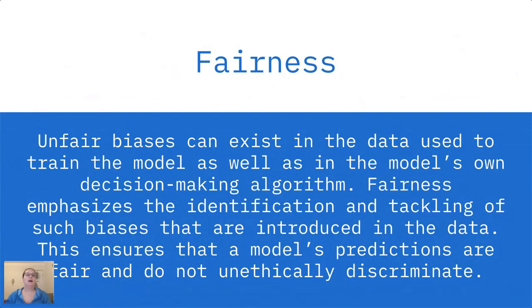Unfair biases can exist in the data used to train models, as well as in the model's own decision-making algorithm. So there's actually multiple places where bias can exist in creating an AI model. Fairness emphasizes the identification and mitigation of these biases that are introduced into the data. That's a way of ensuring that the model's predictions are fair and do not unethically discriminate against any particular group or demographic.